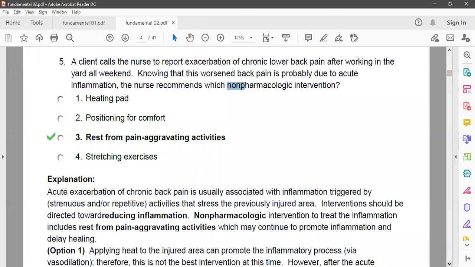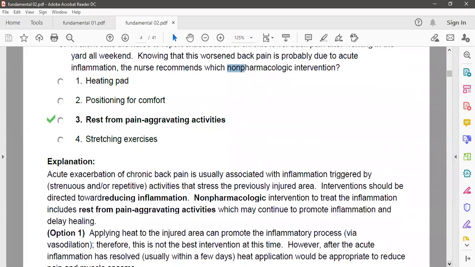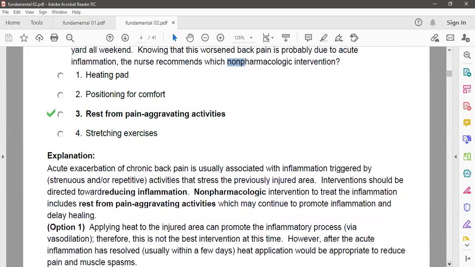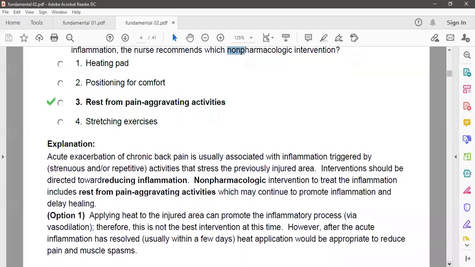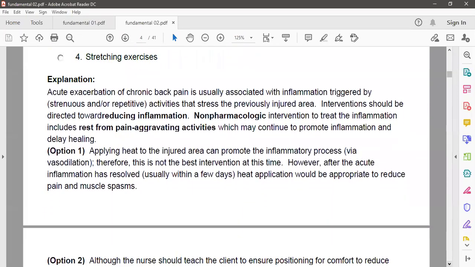So out of this, the best choice is here. Tell your patient not to do the activity that has a chance of increasing the pain, like walking in the backyard on the weekend, maybe the bending and weight bearing. It is better to stop. Non-pharmacological intervention. And let me read it, my friend.